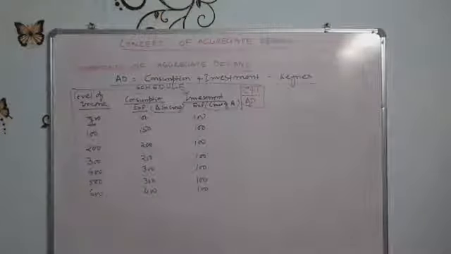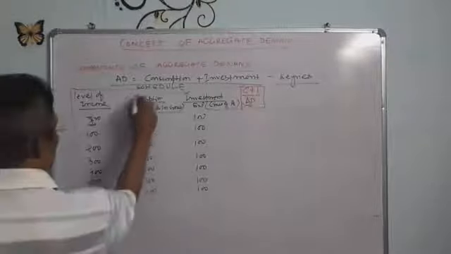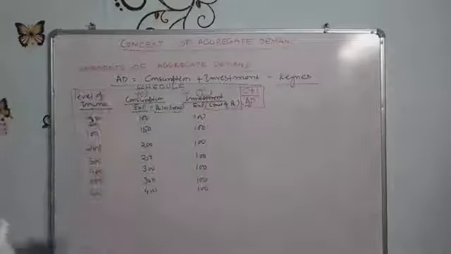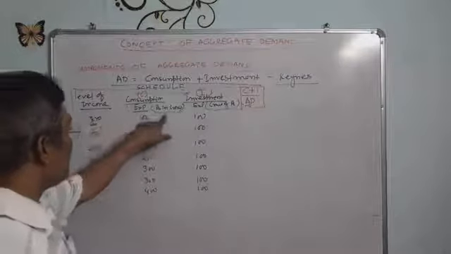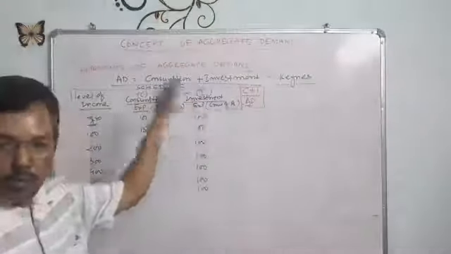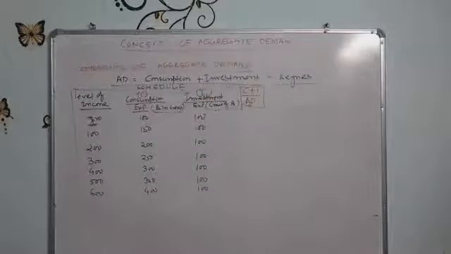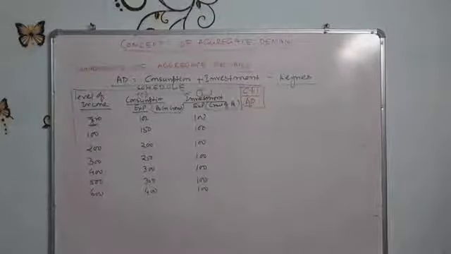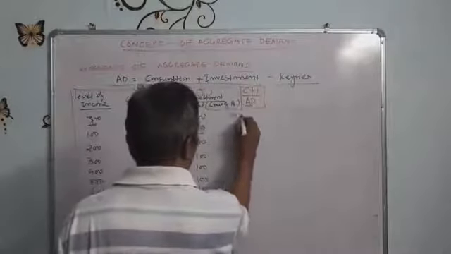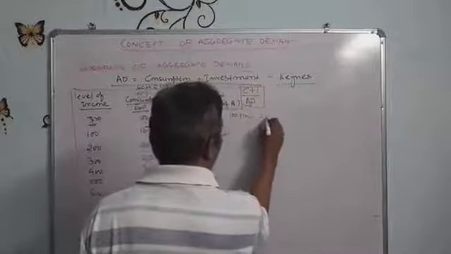Here C is the total consumption expenditure, which is given in crores of rupees, and I is the total investment expenditure, which is also given in crores of rupees. So how much is the aggregate demand here? In the first case, if the level of income is 0, consumption expenditure is 100 and investment expenditure is 100, so it means 100 plus 100 equals 200.